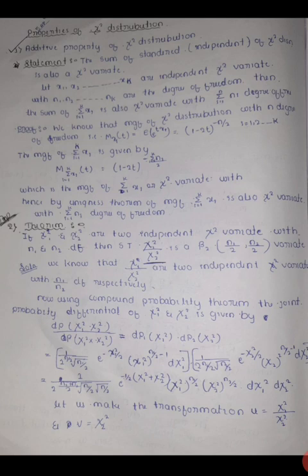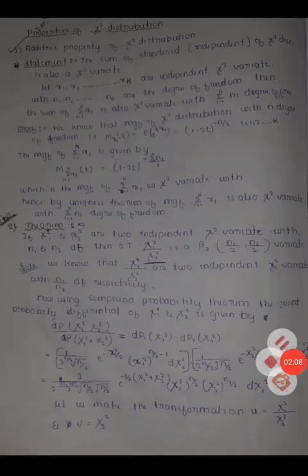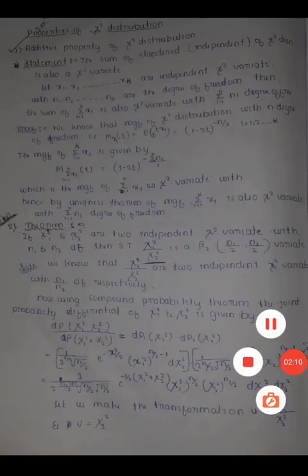Hence, by the uniqueness theorem of mgf, summation xi, i equal to 1 to k, is also a chi-square variate with summation ni, i equal to 1 to k, degrees of freedom. Hence the result is proved.